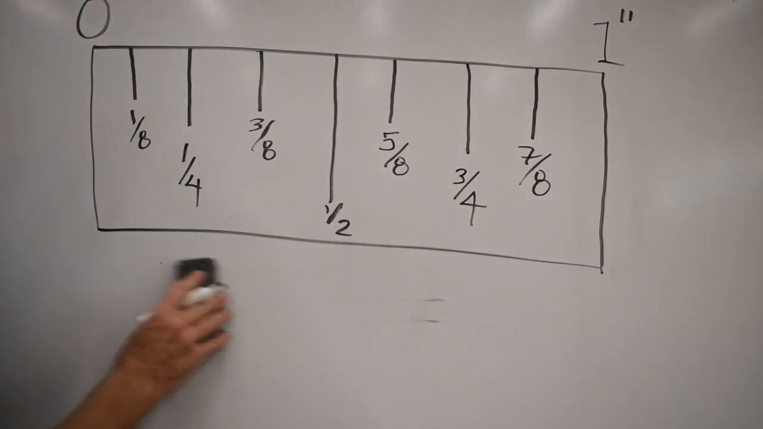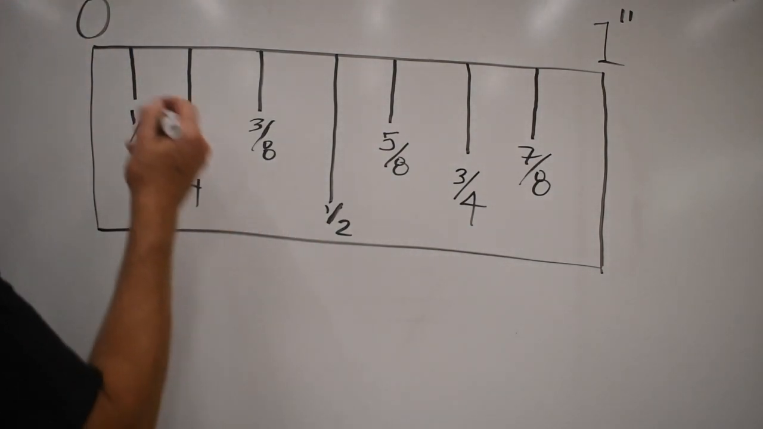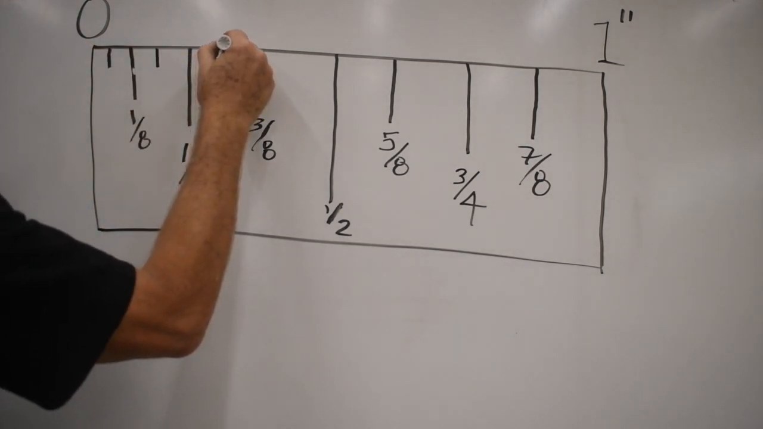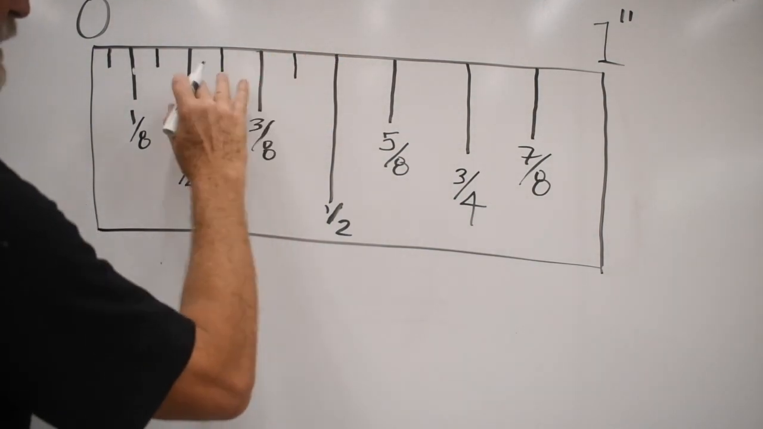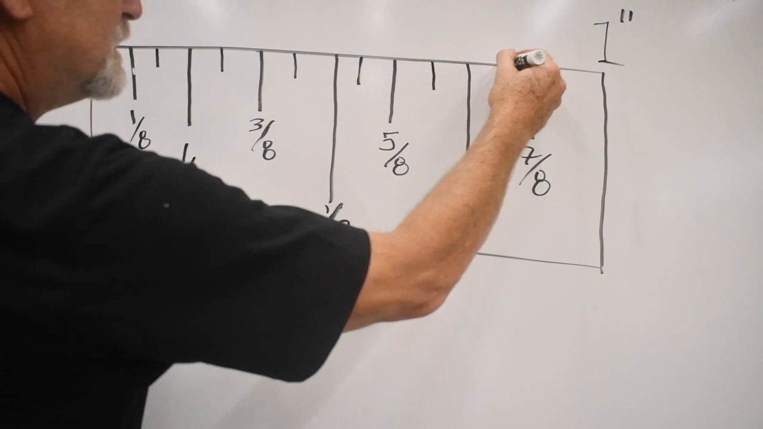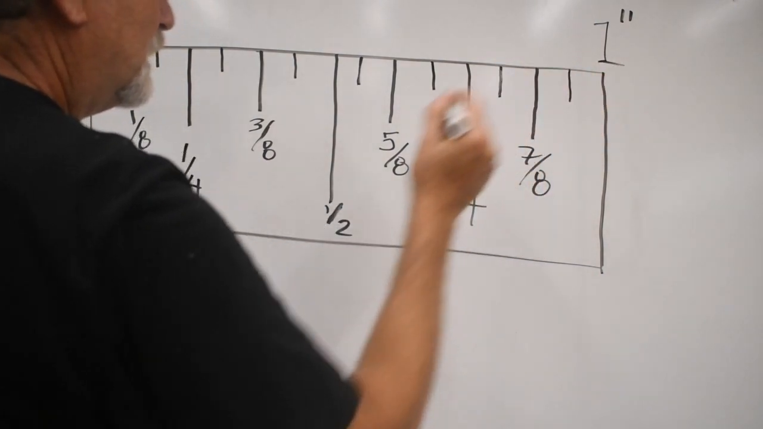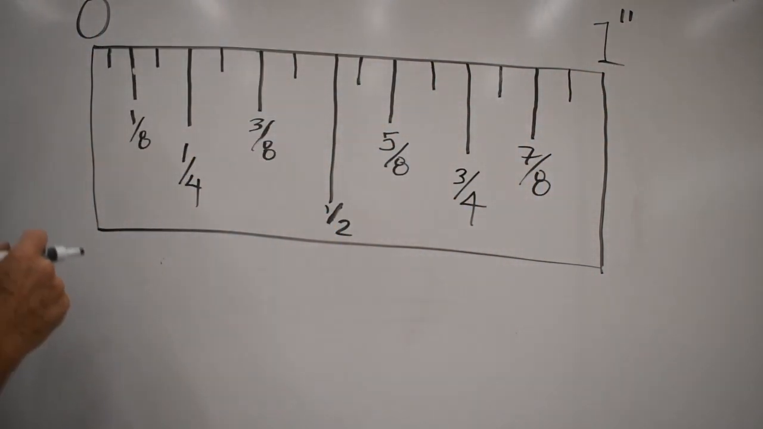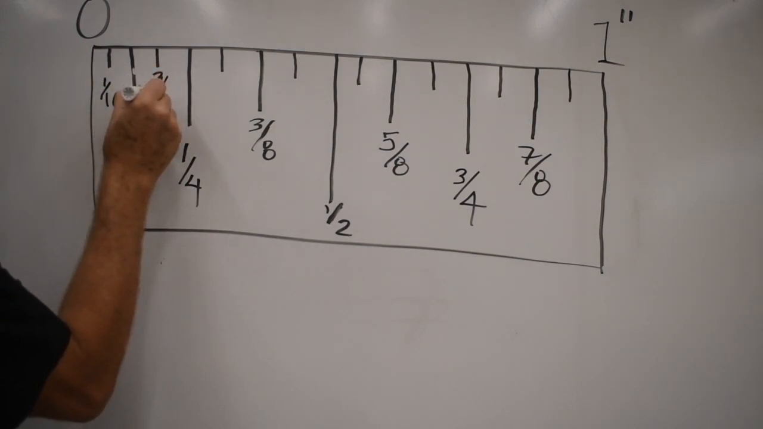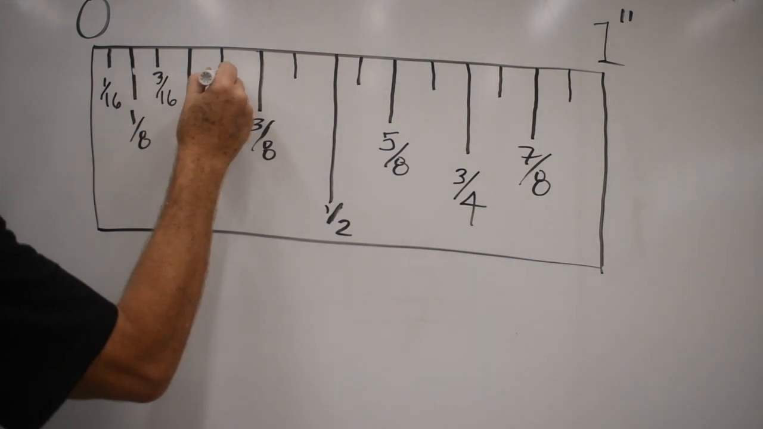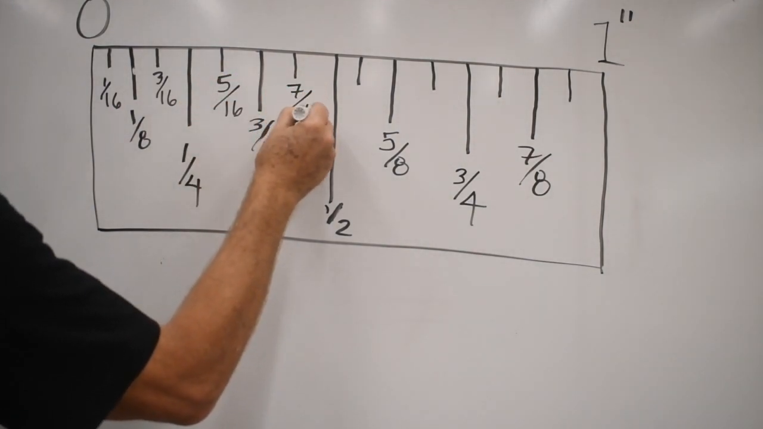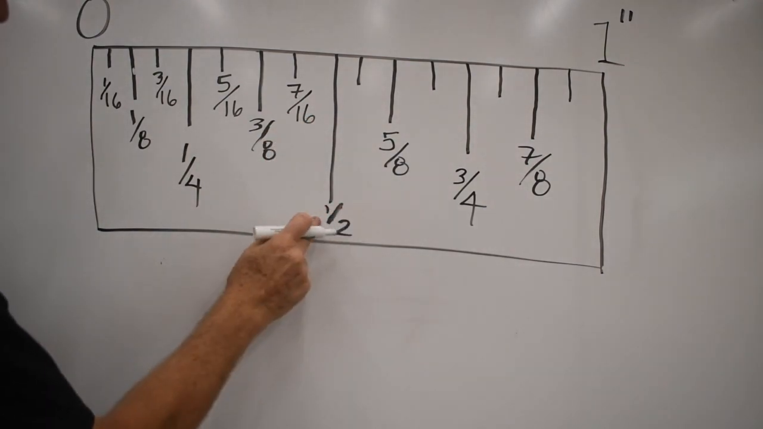All right, we're almost done. Now we need the 16ths. 16ths lines will be even shorter, so that we can delineate or differentiate them from the other lines. So we have our 16ths right here. 1/16, 3/16, 5/16, 7/16. Of course, this could be 8/16, but once again, that's 1/2.